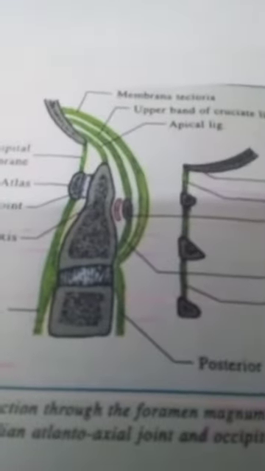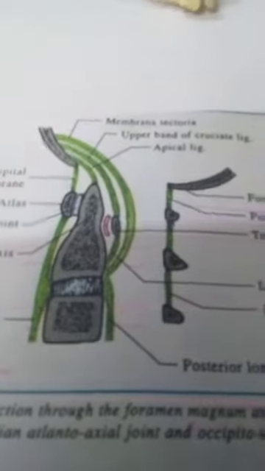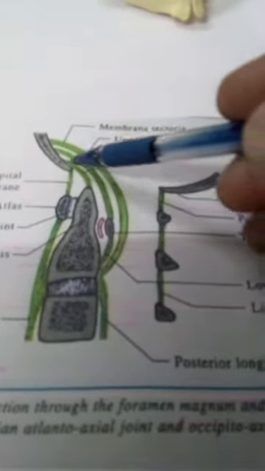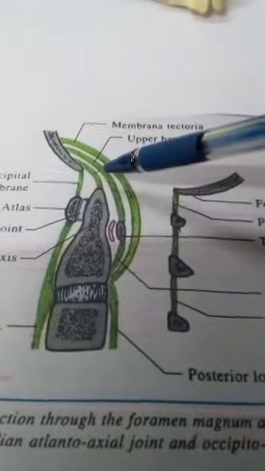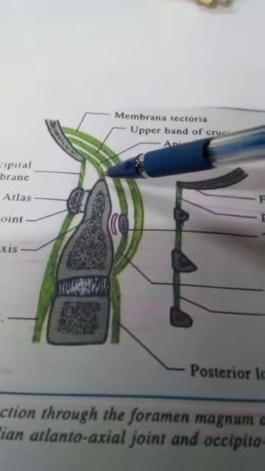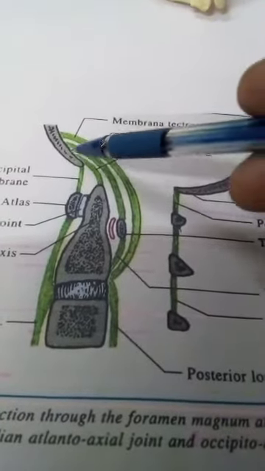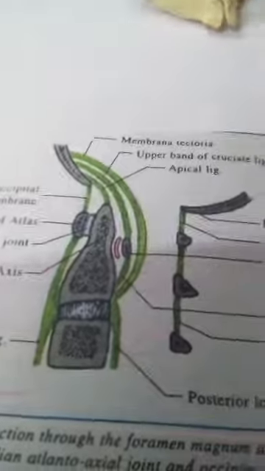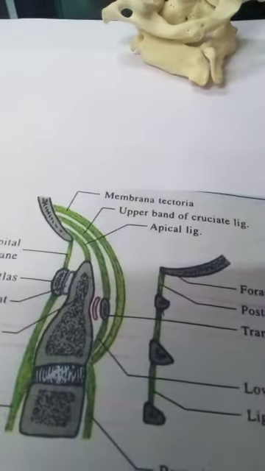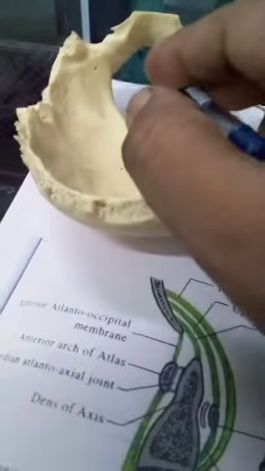Here we will talk about two ligaments. One is the apical ligament. See, this one is the apical ligament. This median placed ligament connects the tip of the dens, or apex of the dens, to the anterior margin of the foramen magnum. From this tip to the anterior margin of the foramen magnum.